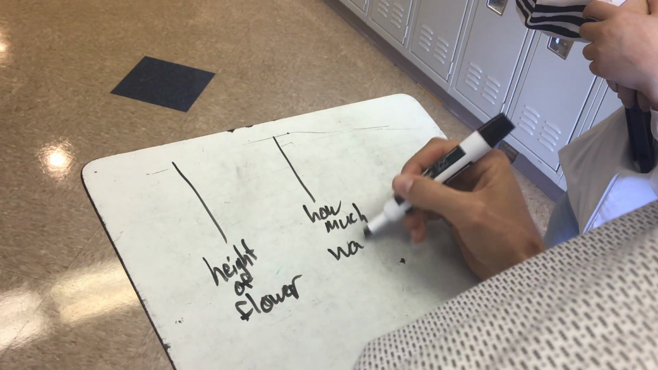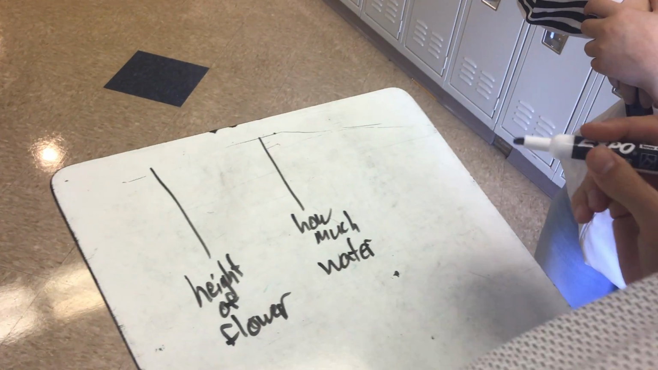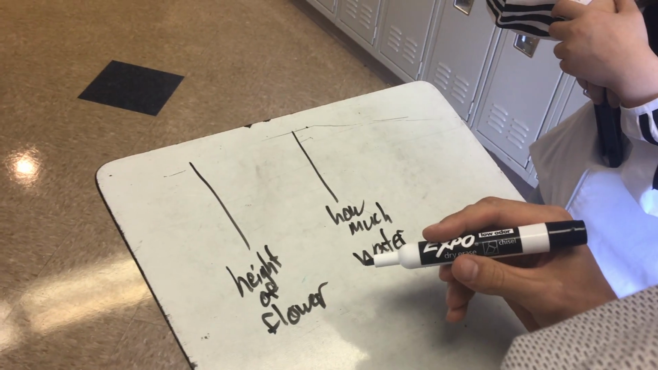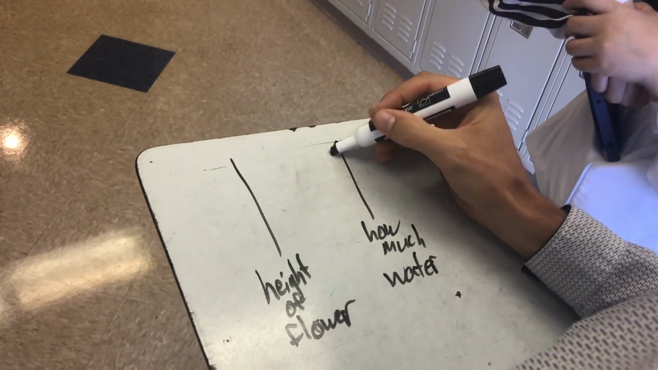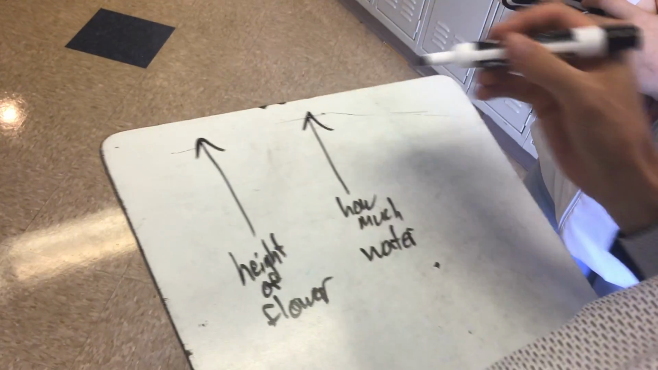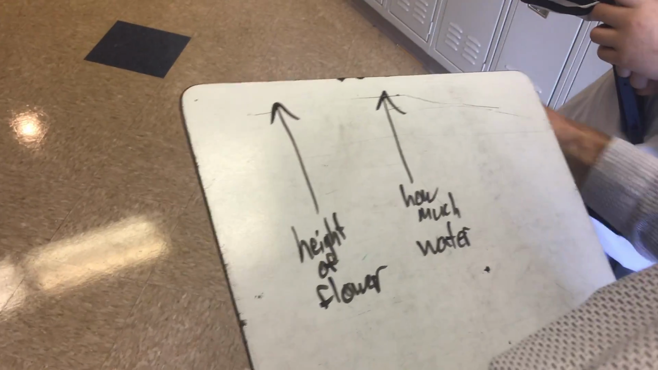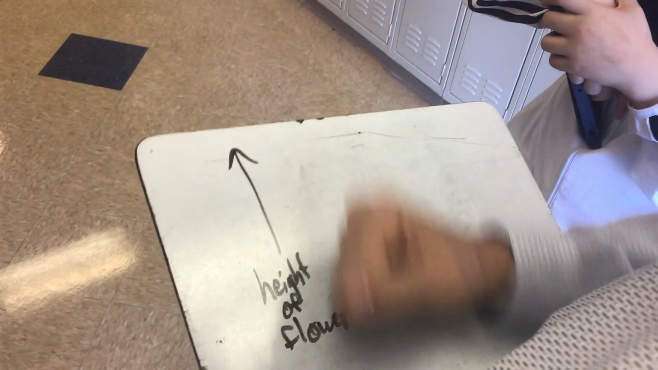So if I was to give a flower a bunch of water, what do you think would happen to the height of the flower? It'd probably go up, right? So if you give it a lot of water, the height of the flower probably goes up. So that's a relationship between two variables, okay? In science, we're usually looking for a relationship between variables as well.